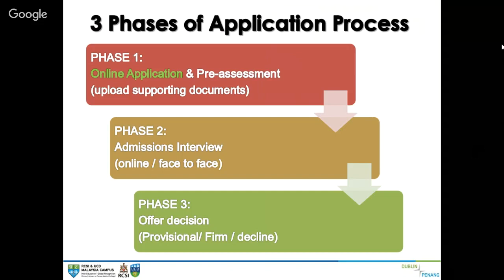As you can see on the screen, the first phase will be the online application and the pre-assessment, where you'll need to upload the supporting documents. The next phase will be the admissions interview, where the student can opt to do it online or face to face. The third phase will be the offer decision, where once they have completed the interview, they will be offered based on the qualifications on the academic transcript that they have submitted, which is either a provisional offer, or a firm offer, or the student will be declined. So today we are going to focus on phase one, which is mainly the online application.